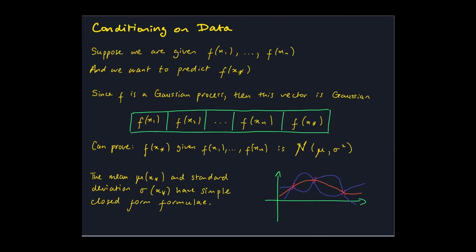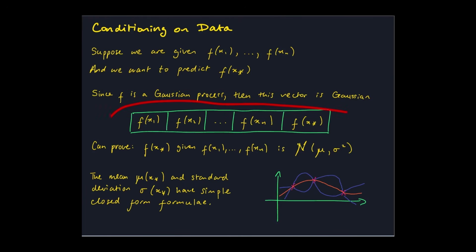And roughly the idea is that if you're given inputs x1 to xn, and you know the function values f of x1 up to f of xn, so that's your input data, the inputs and the function values. We want to predict f of x star, where x star is a new test point, a new test input. That's what we want to predict.